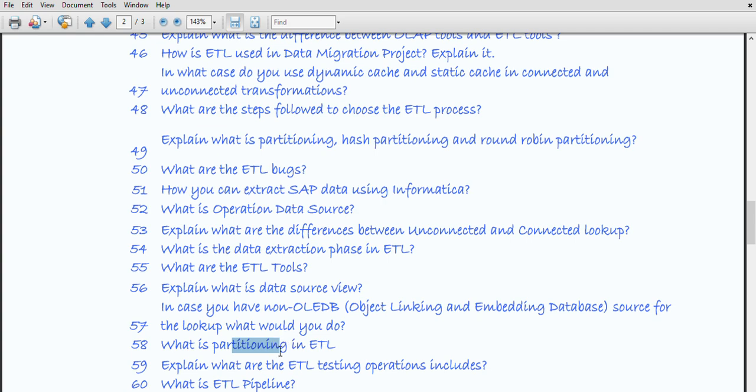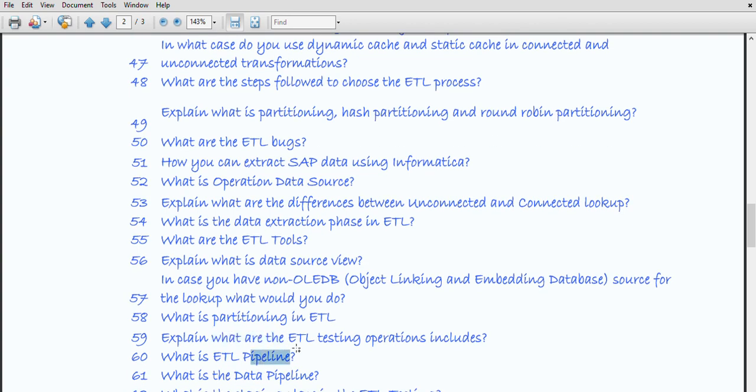The next is, explain what the ETL testing operation includes. Basically, verify whether the data is transformed correctly according to the business requirement. Then you are making sure the ETL application reports invalid data and replaces it with the default values. And you are also making sure that data loads at the expected time.